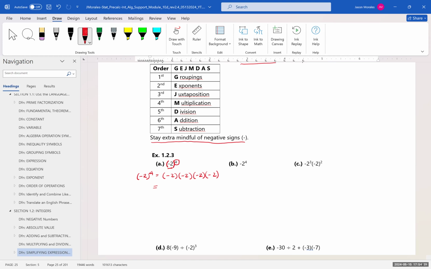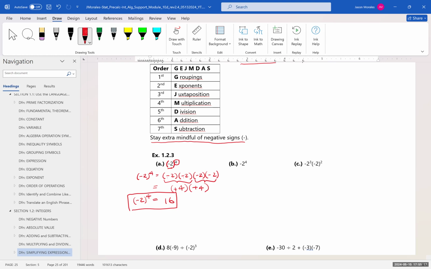Now, let's break this up into smaller pieces. Whenever you have a negative times a negative, it becomes a positive, and 2 times 2 is 4. And here we have a negative times a negative, it'll be positive, and 2 times 2 is 4. And a +4 times a +4 will be 16. So (-2) to the fourth power is going to be 16.